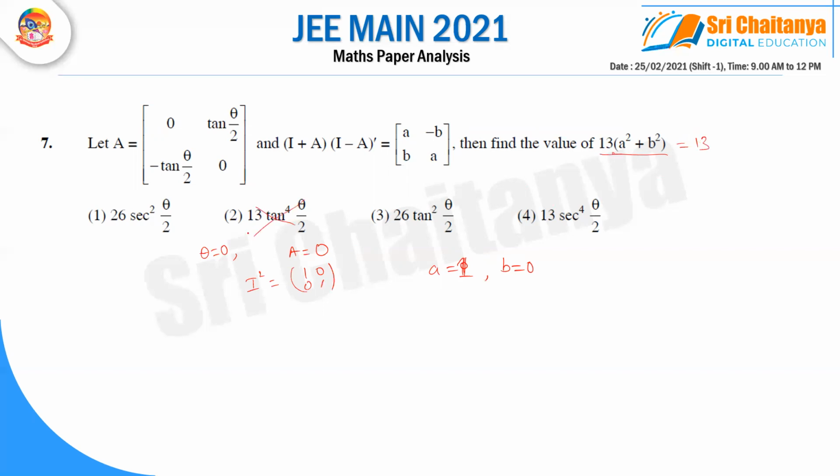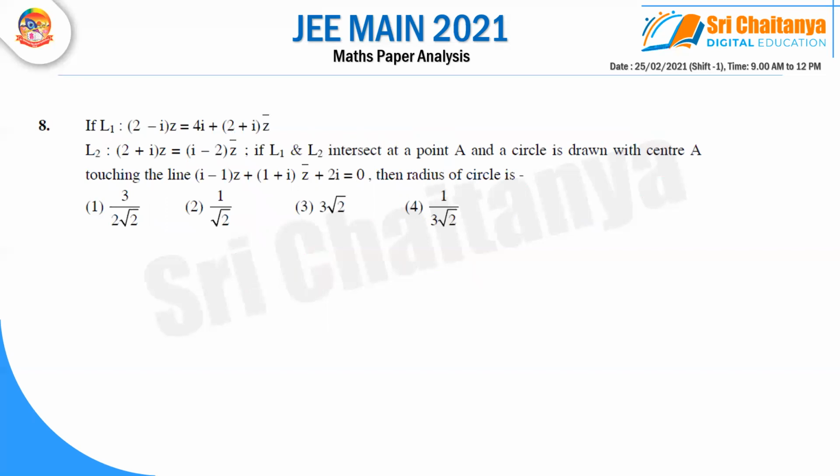Now just check the options. This can't be the answer. This can't be the answer. This also can't be the answer. So the answer is the fourth option. Now the next question. He is giving a question on complex numbers geometry. So 2 minus i into z is given. What I'm going to do is substitute z equal to x plus iy. When I substitute z equal to x plus iy, my line 1 will become x minus 2y plus 2 equal to 0, and line 2 will become 3x minus 2 equal to 0.